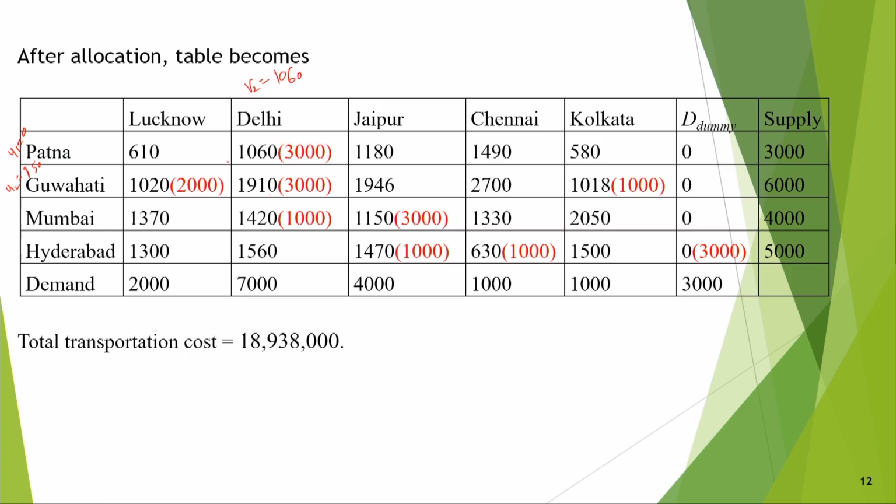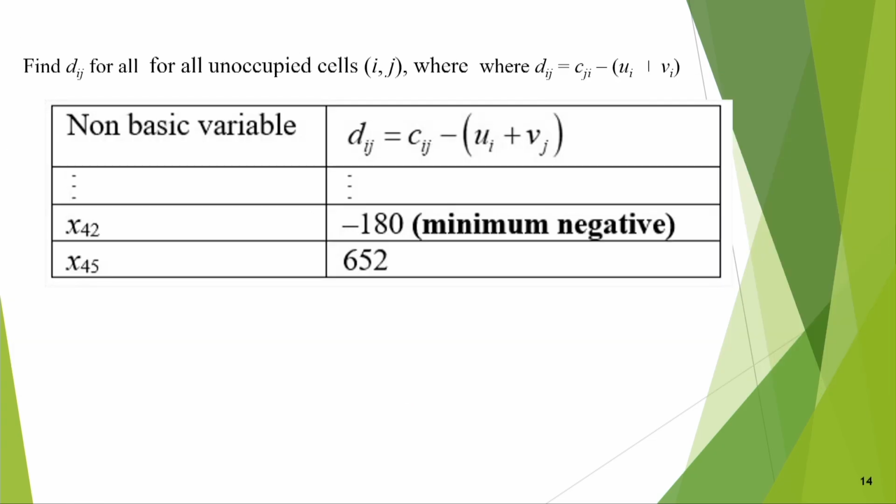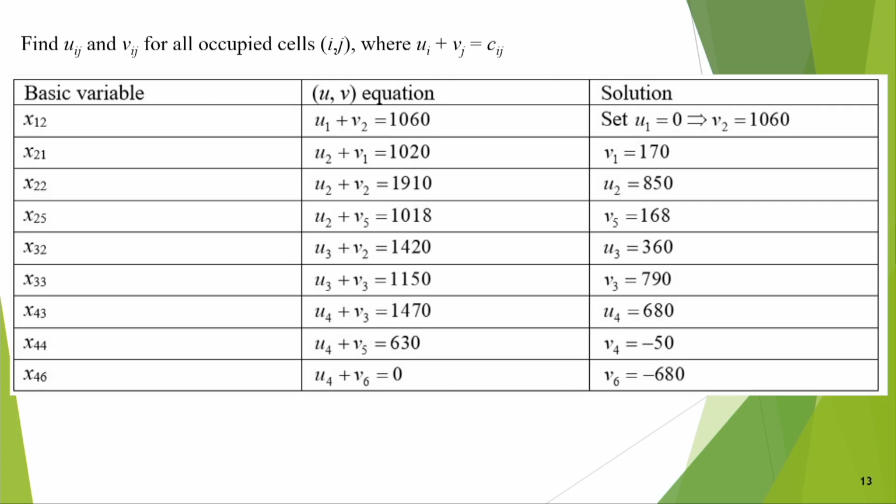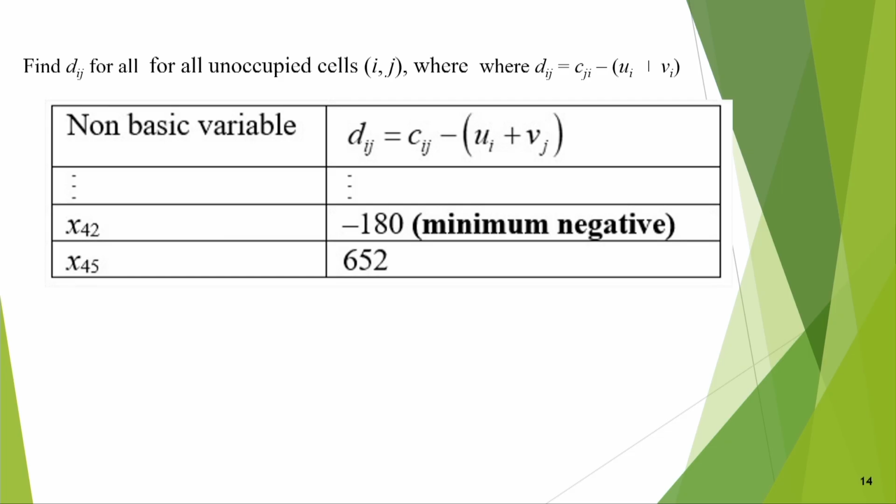Now once you know U2, then only you can find V1 here, because this Guwahati Lucknow cell is filled. So this is 850 and this is 1020. So V1 is also known, we say 170. So let us see that here V1 is equal to 170, U2 is equal to 850. So that way it has been done. It will take some time.